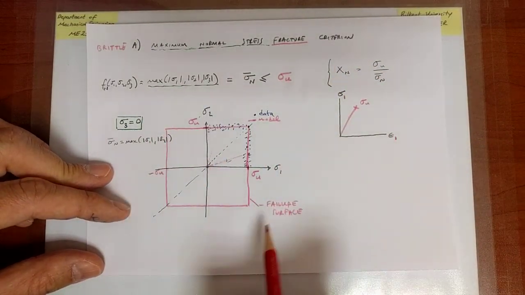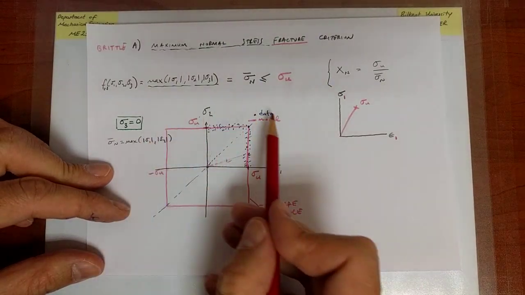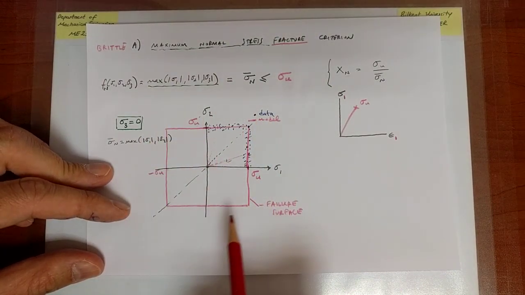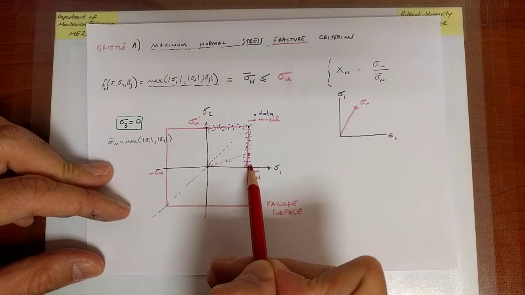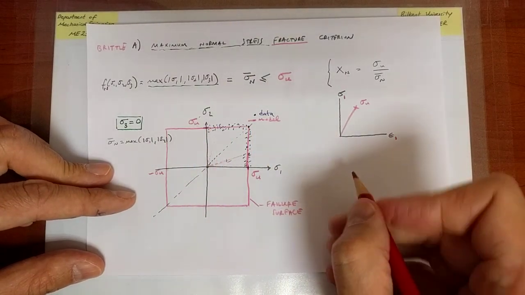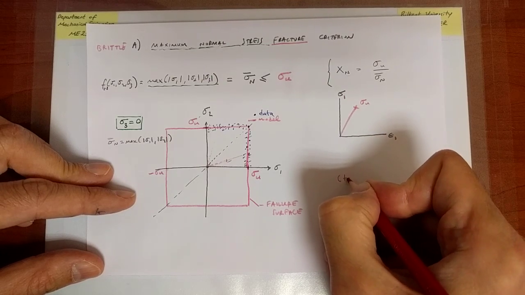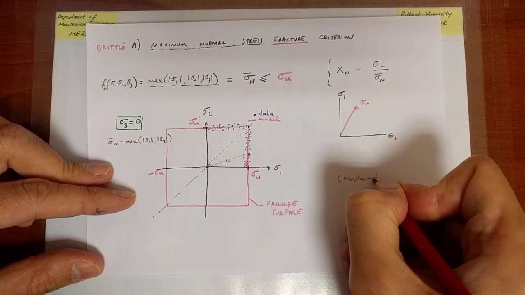So we are going to use presently this model in a case where failure occurs with stresses that have to do with the first quadrant. In other words, in a case where we have a tension-dominated scenario.